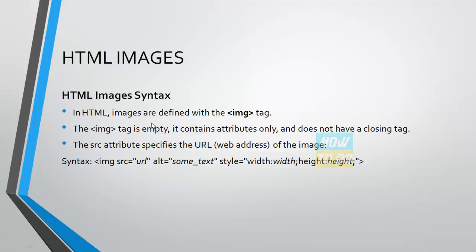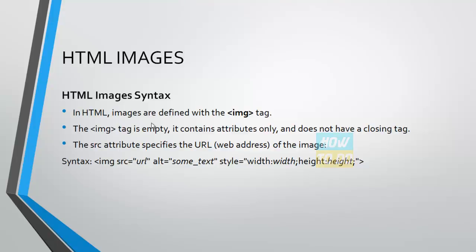In HTML, images are defined with the img tag. The img tag is empty, it contains attributes only and does not have a closing tag. As we already know, for all the HTML tags we have an opening tag and a closing tag, but for the img tag we do not have any closing tag. The src attribute specifies the URL or web address of an image. So while specifying the source of an image in HTML syntax, we will have to provide the URL of that particular image.